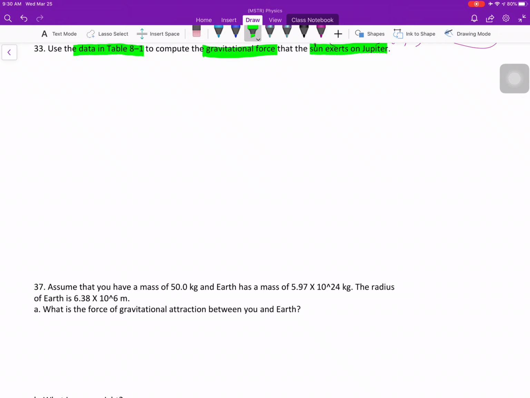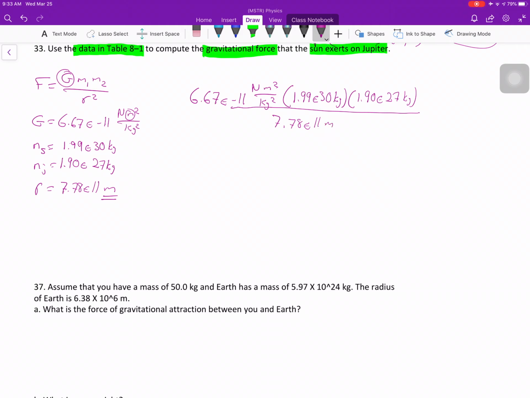So now, this is simply just subbing it in. So we have G, 6.67 times 10 to the negative 11 newton meters squared per kilograms squared. The mass of our first object, which we will do the sun, is 1.99 times 10 to the 30th kilograms. Then we have the mass of Jupiter, which is 1.90 times 10 to the 27th kilograms, all over 7.78 times 10 to the 11th meters, make that squared.